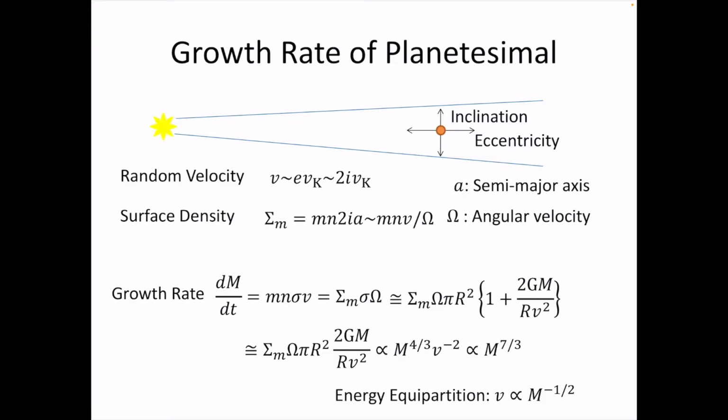Planetesimals make nearly circular motions with a small eccentricity and a small inclination. So random velocities, as I explained, can be expressed with e times the Keplerian velocity v sub k, or 2i v sub k. The surface density of the planetesimals can be expressed as sigma sub m equals m n times 2ia. 2ia corresponds to the thickness of a disk.